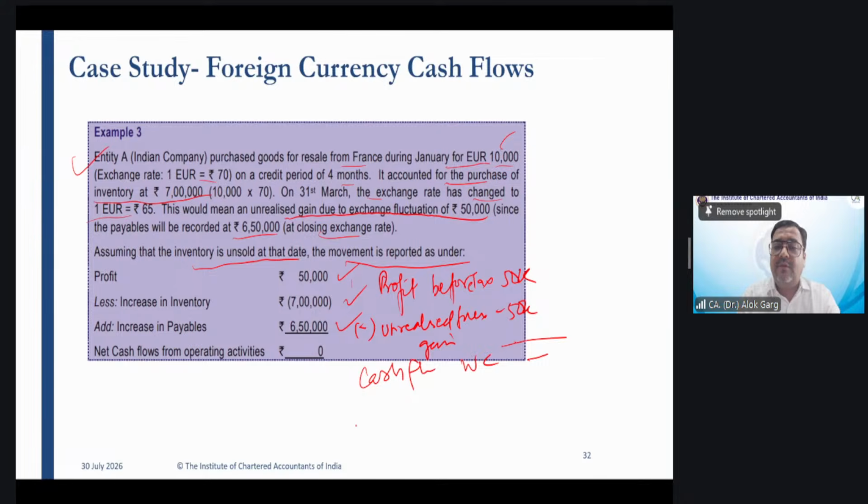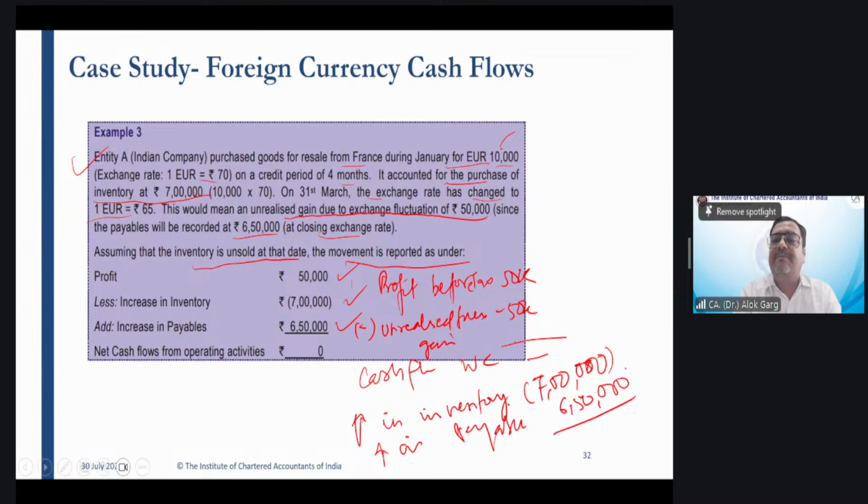Right? Now your increase in inventory, what is your increase in inventory? Your inventory was recorded at 7 lakh rupees, right? And your payable, what is your increase in payable? Your payable is again an increase in payable, 6.5 lakh rupees, 6,50,000 rupees.